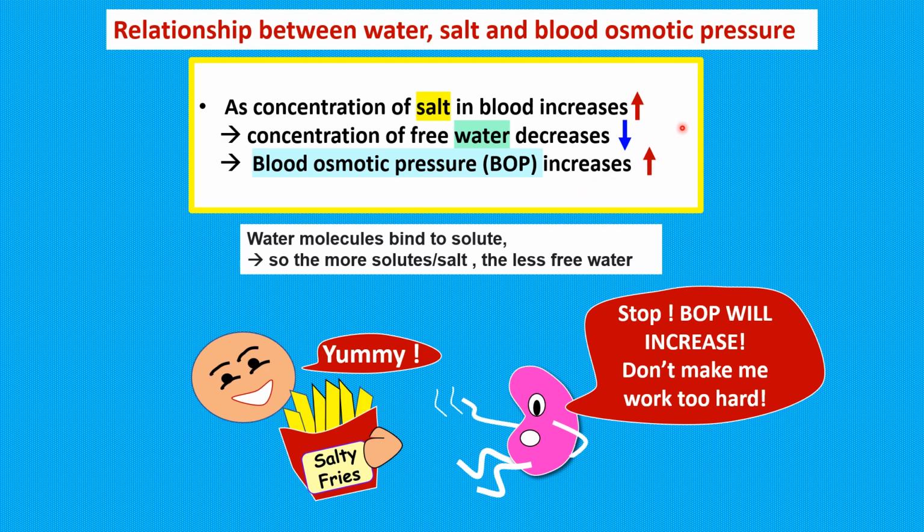But if we relate it to water, when the concentration of salt in the blood increases, the concentration of free water decreases. Why is that so? The water molecules tend to bind to the solute, like the ions in the salt, sodium ions and chloride ions. So when water molecules surround and bind to the ions in the salt or any solute, there will be less free water available to be involved in osmosis or diffusion of water from one place to another. So we say that the concentration of the free water will decrease.